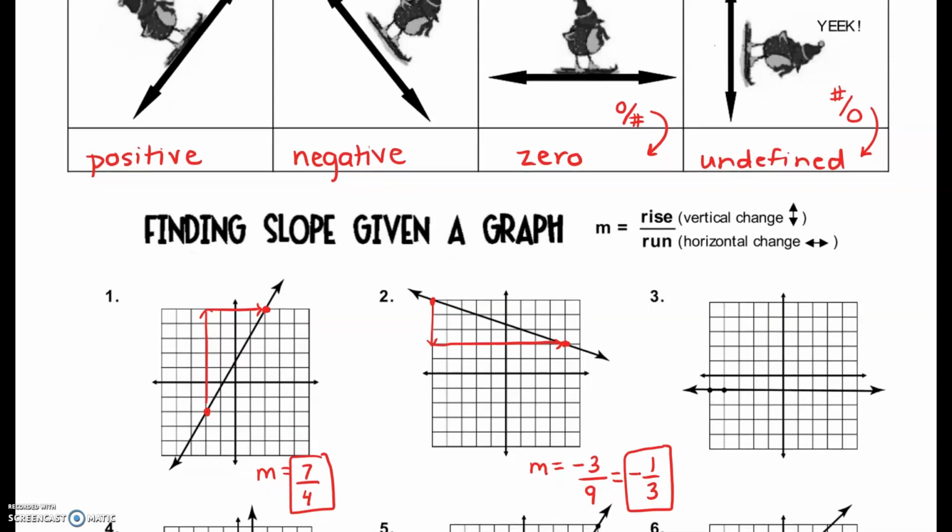Now number 3, you should take notice this is a horizontal line. We've already established that the slope of any horizontal line is 0. Even if I was counting the rise over run here, it would be a rise of 0, a run of 1, and 0 divided by 1 would still be equivalent to 0.